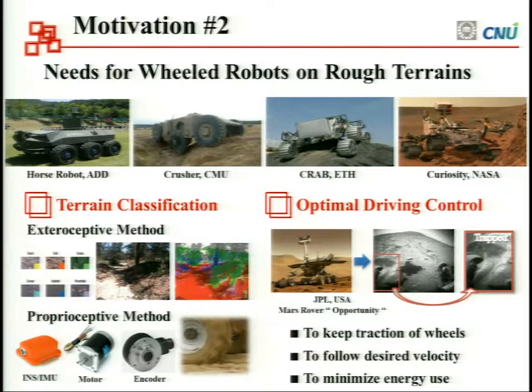So there are many robots that traverse rough terrains for various purposes, as you know, Curiosity on Mars for planet exploration, and Crusher for military use. These robots have tried to overcome these kinds of characteristic changes on rough terrain by solving the main issues through research on terrain classification and optimal driving control.